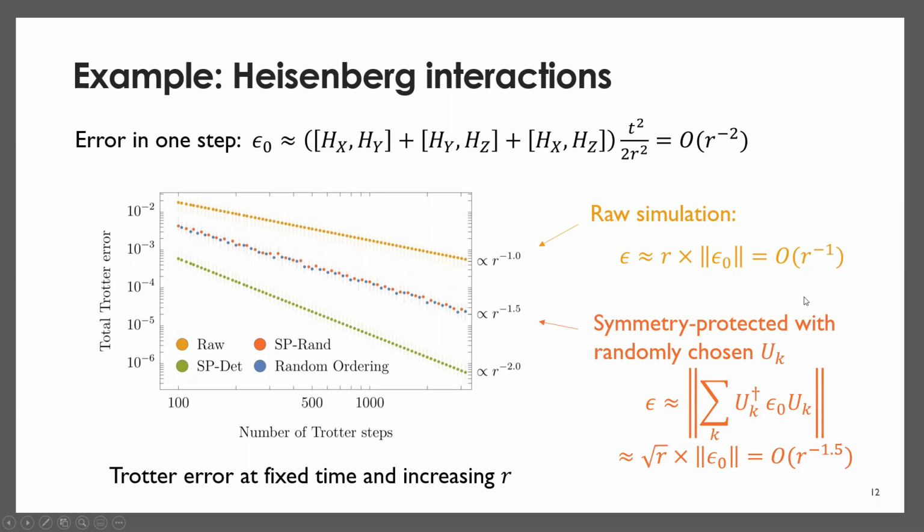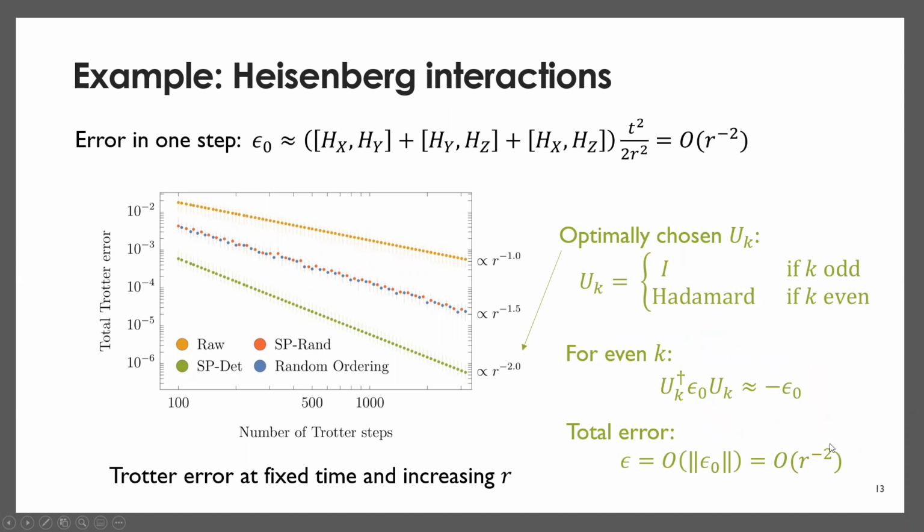as expected. And in a symmetry protected simulation, here we choose this symmetry protection in a random way. We choose this single qubit rotation randomly according to the Haar measure. And the idea here is that in every step of the simulation, the error of the simulation will point in a random direction. So when you add these errors up, the total length of this vector will be roughly square root of r multiplied by the length of one vector. And here the length of one vector decreases as 1 over r squared. And that's why we get the scaling 1 over r to the 1.5.